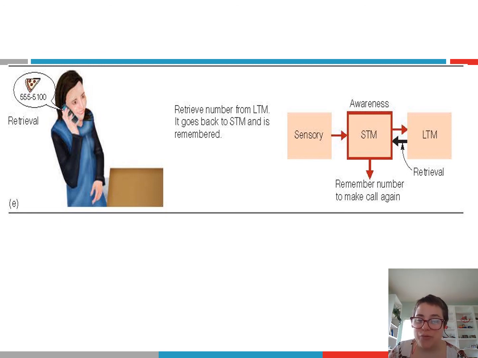Okay? All right, so that is just a very brief summary of the modal model and each of its components, both the structural features and the control features. And I will pick this up. We'll look at each of these memory stores in more detail. So I will discuss sensory memory in more detail with you guys in my next video. Okay?